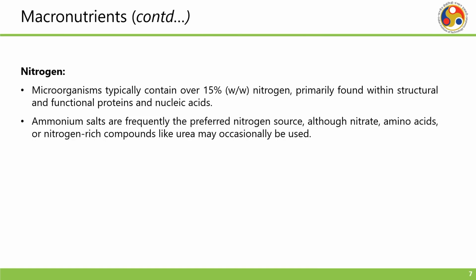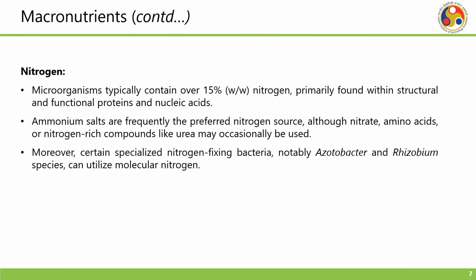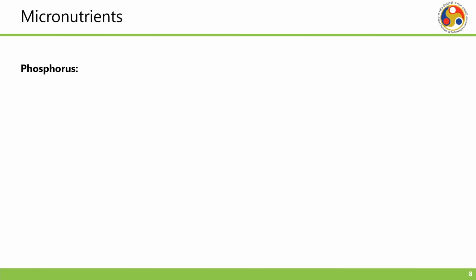Ammonium salts are frequently the preferred nitrogen source, although nitrate, amino acids or nitrogen rich compounds like urea may occasionally be used. Moreover, certain specialized nitrogen fixing bacteria, notably Azotobacter and Rhizobium species, can utilize molecular nitrogen.